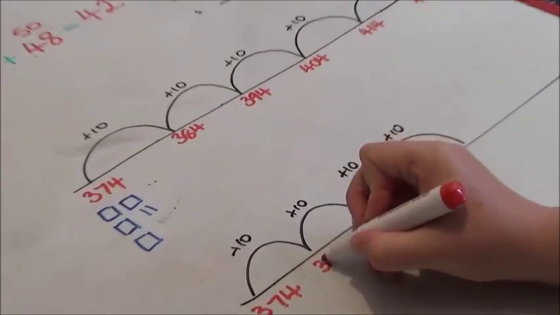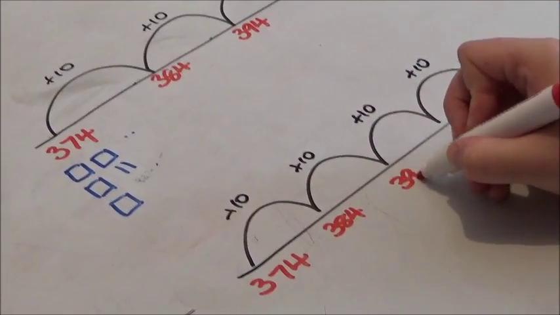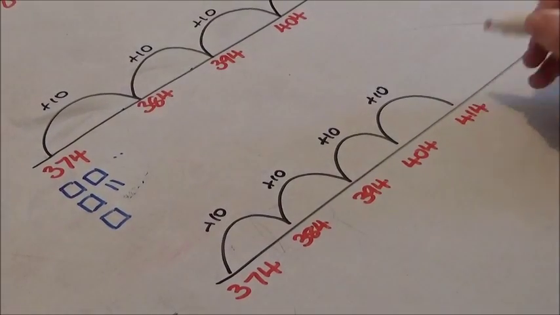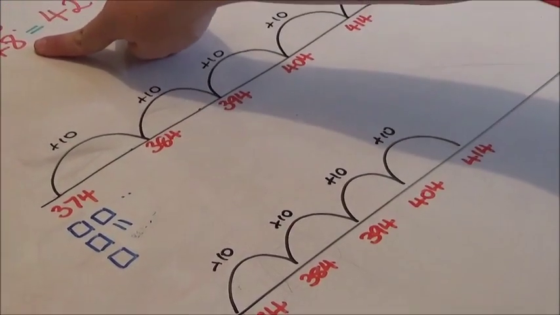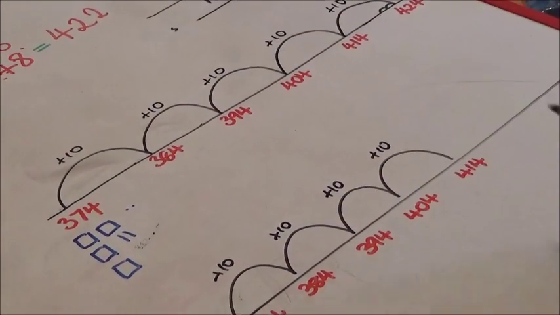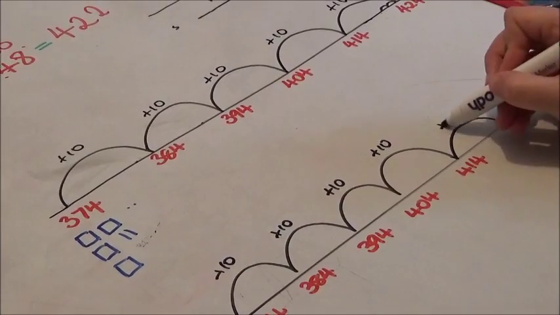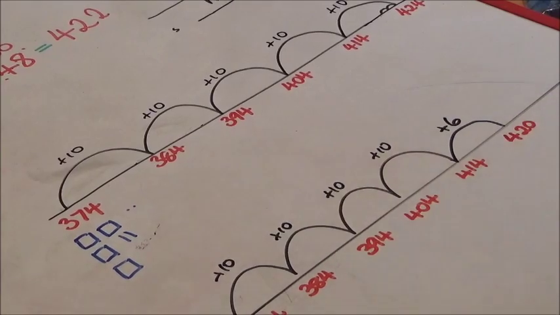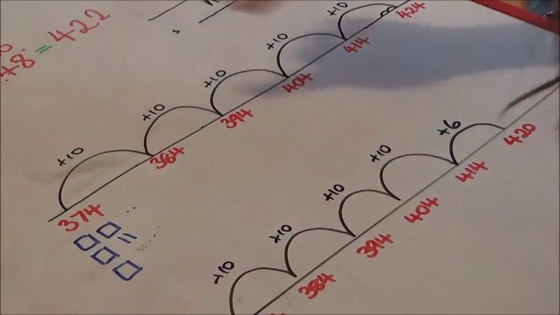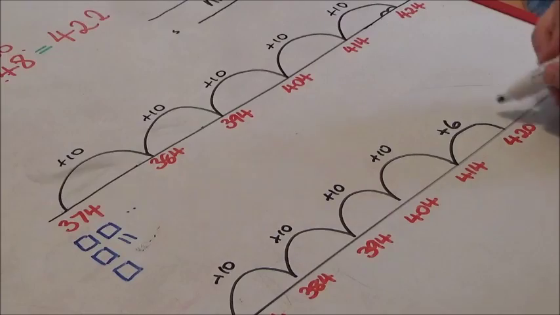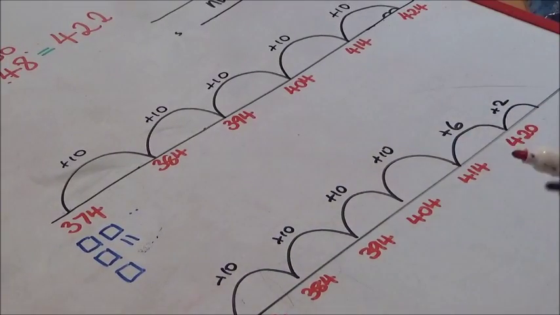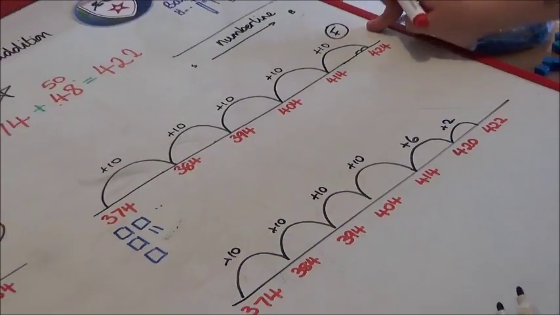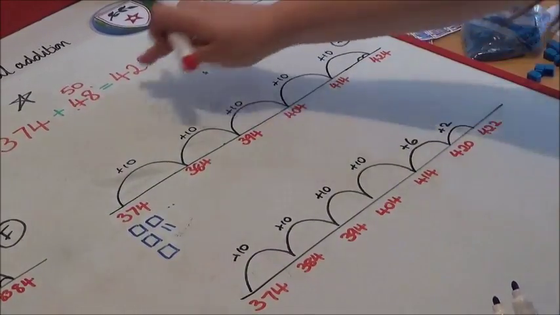374, 384, 394, 404, 414. Then I'm going to add on my units, my 8 units. I know that 4 add 6 equals 10. So it's going to take me up to 420. And I know that 8's made up of 6 add 2, so I need to add on the extra 2 to get to 422. Again, this way was more fluent than this way, but we've got the same answer in the end.